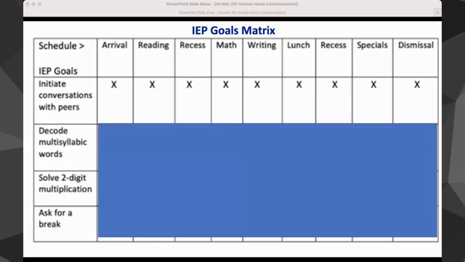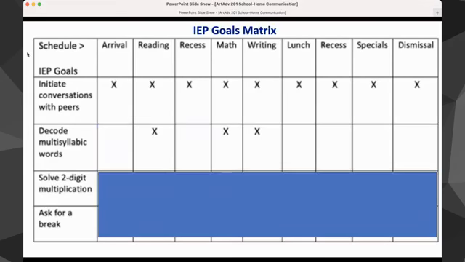So we put an X in all of those columns because throughout the day, your child can be working on that. It doesn't have to come from being pulled out with a speech therapist. Now, look at the reading goal. Where can we work on that?